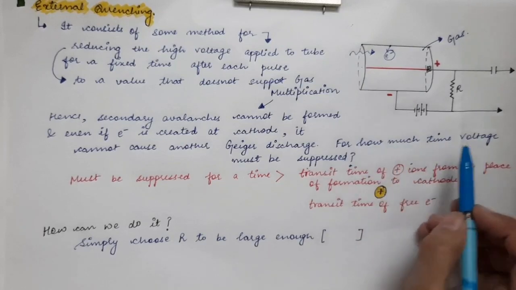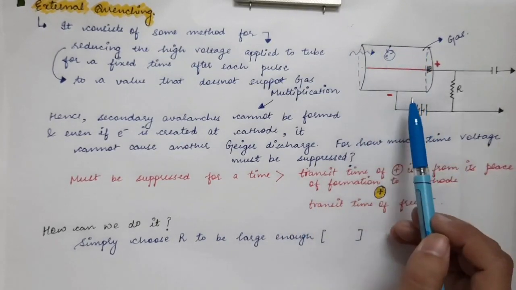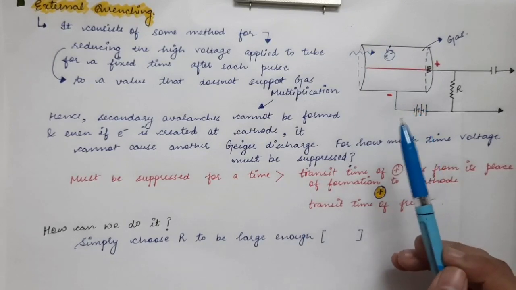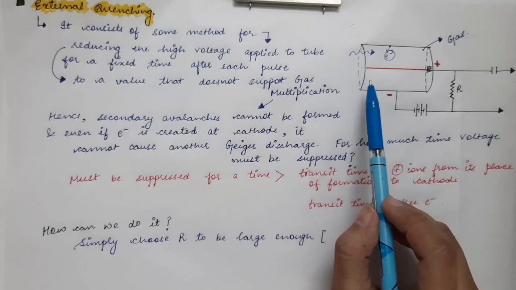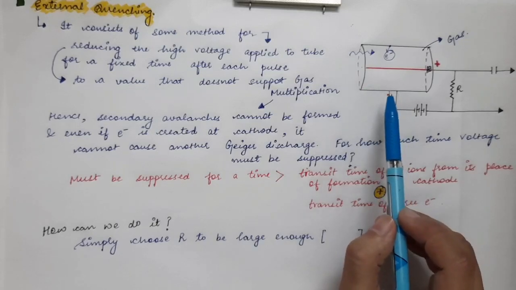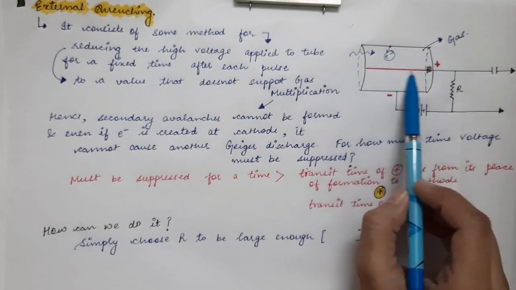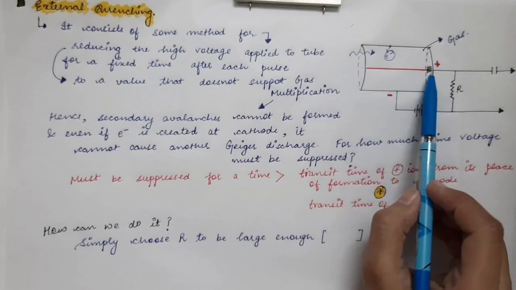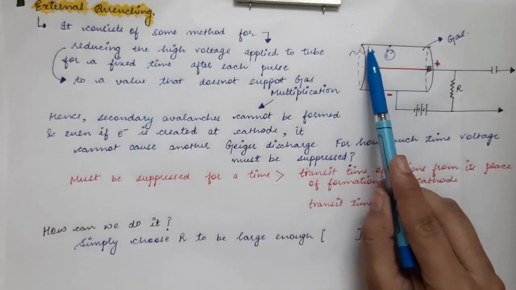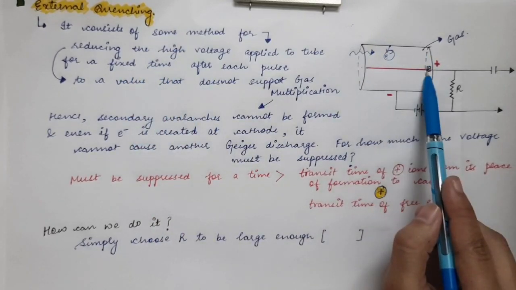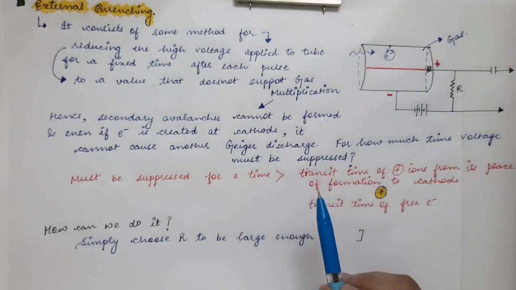For how much time must the voltage be suppressed? As we know, in the case of a GM tube, the voltage must be very high so that Geiger discharge occurs for every ionizing particle entering the GM tube. But here we are saying that to avoid multiple pulses, the voltage across the GM tube must be reduced for a certain fixed amount of time.